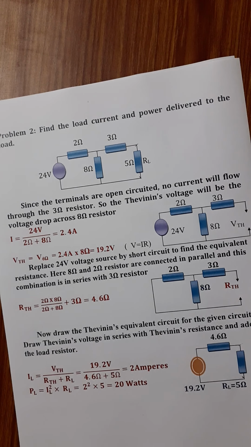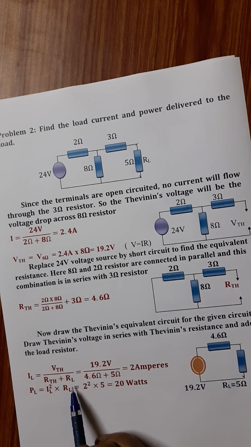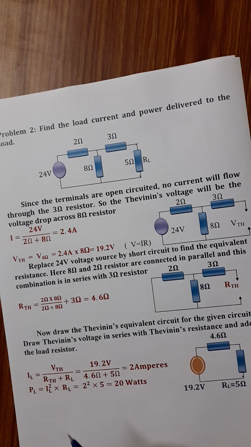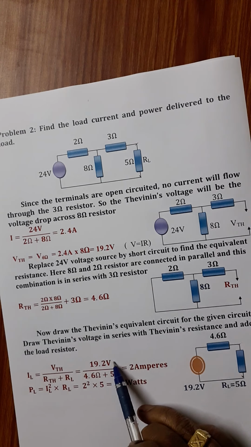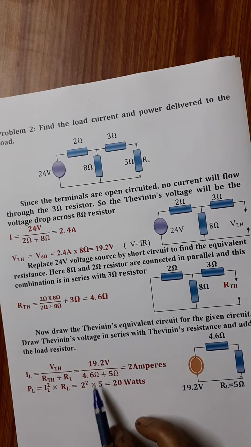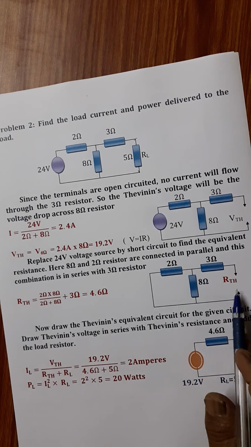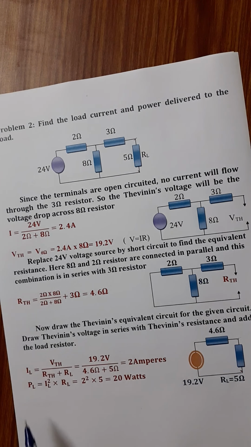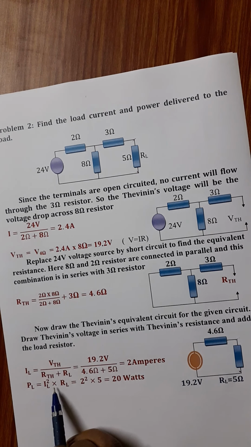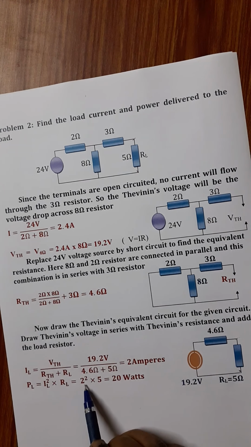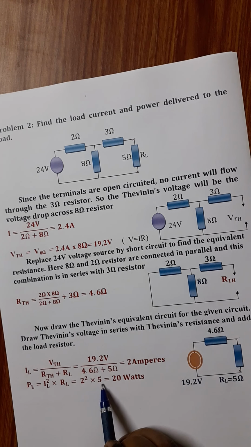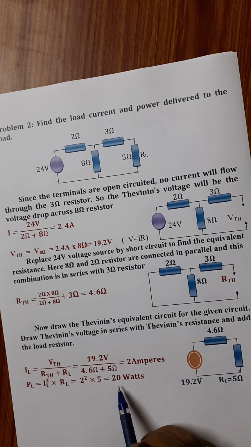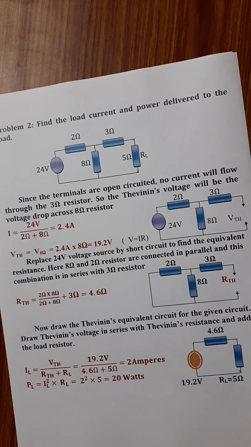So that is IL, the load current, VTH divided by RTH plus RL. So this is 19.2 divided by, RTH is 4.6 ohms and RL is our 5 ohm resistor. So this becomes 2 amps. So this is nothing but power, I square into R. So this is 2 amps, 2 square into 5, load resistor 5 ohms. So this is nothing but 20 watt.